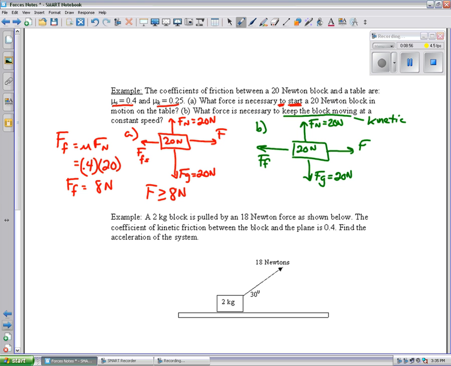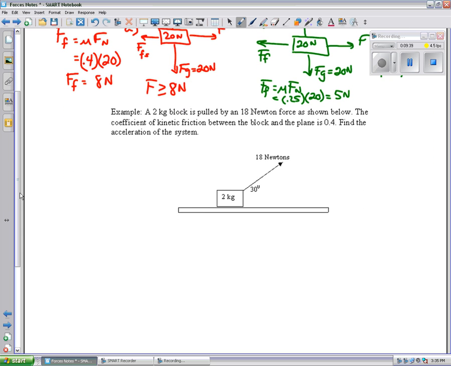So if the forces are going to cancel, that means F forward has to equal F friction backward, then it will move at a constant speed. So again, we're going to use the same equation. The only difference is now we're going to use the kinetic version. So it's going to be 0.25 times Fn, which was 20, and that's going to give me a value of 5 newtons. So the forward force has to equal the force of friction, which is equal to 5 newtons. So in order to keep it moving at constant speed, we only need a force of 5 newtons, as opposed to start it moving, which took a force of 8.